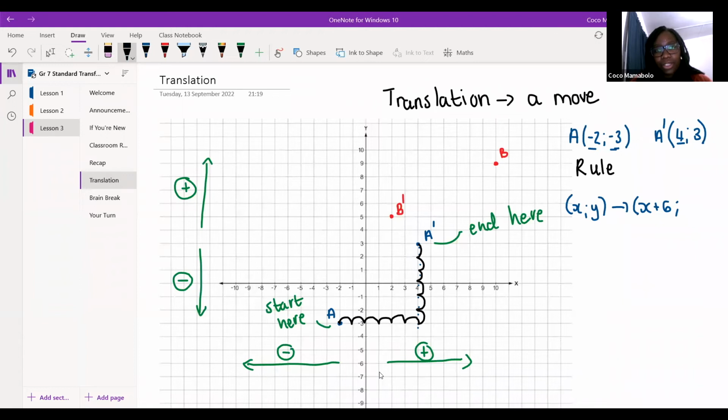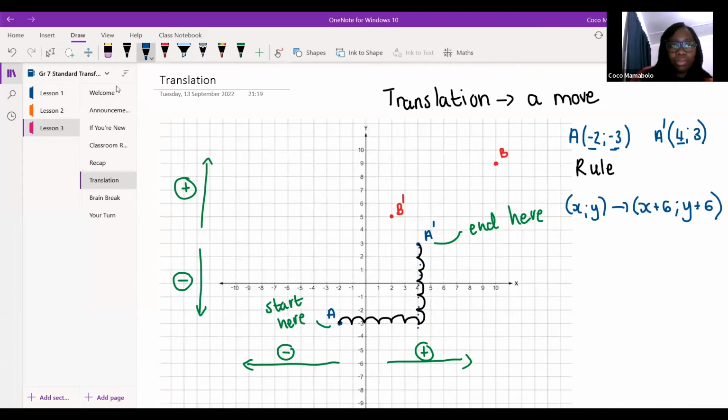1, 2, 3, 4, 5, 6 times. Be careful, Sana, 6 times. Okay, so my Y has moved up, Y plus 6, close brackets. Okay, excellent. Thumbs up, thumbs down.